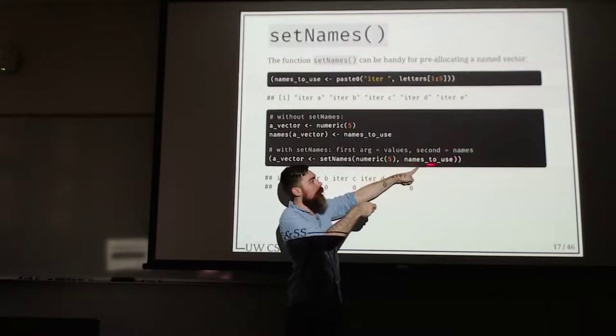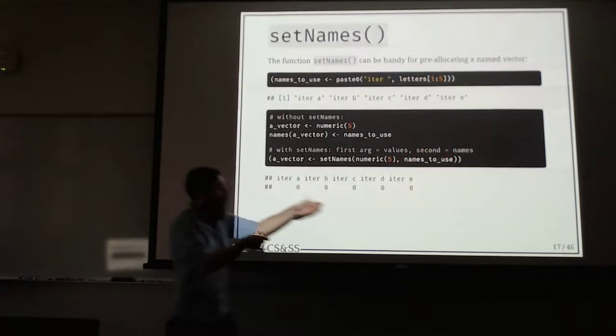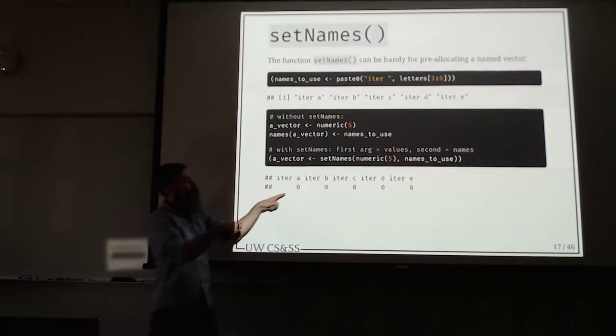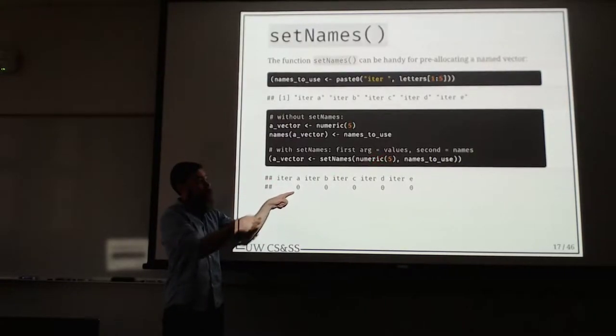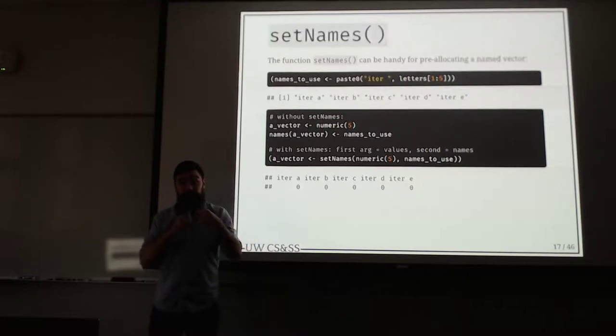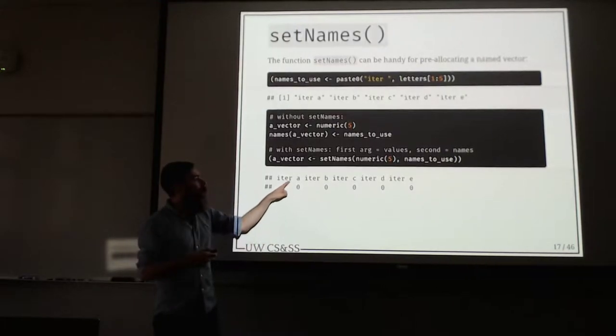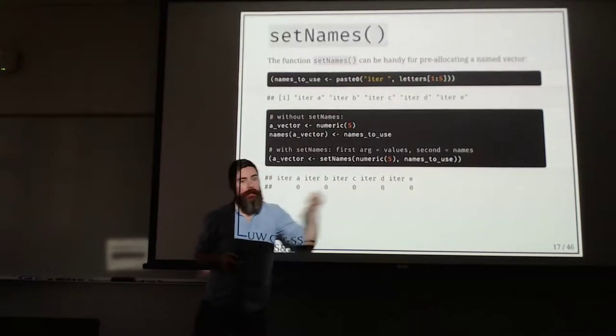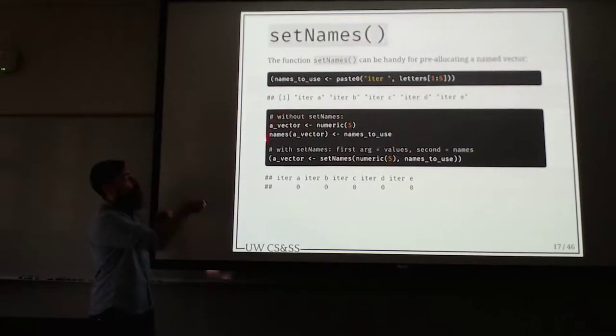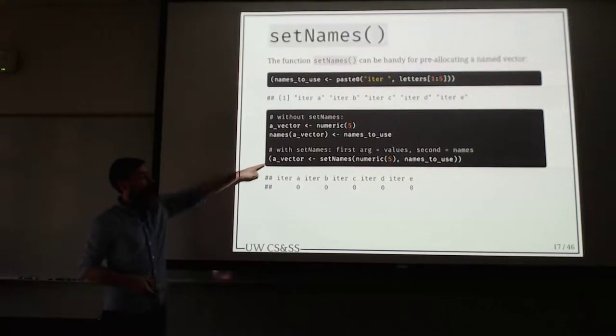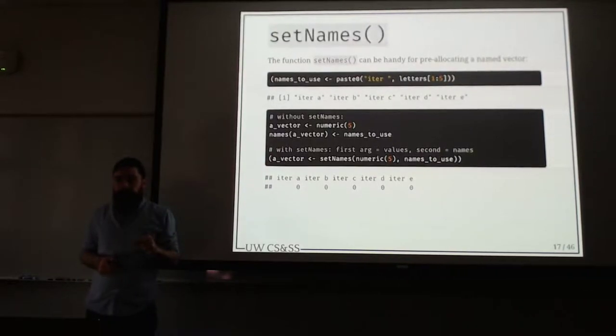These are the names I want to assign to it. And this pops out. The vector is all zeros, because a numeric command automatically generates a numeric vector that contains all zeros. But now all these elements have the names that I assigned to it. This does the exact same thing as this, but this goes a little bit better on a single line.